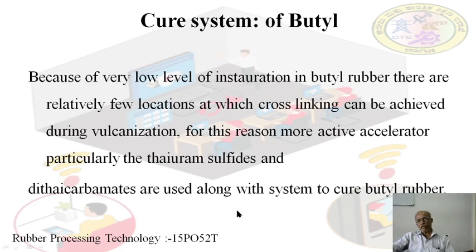So, cure system in butyl rubber. Because of the very low level of unsaturation in butyl rubber, there are relatively few locations at which cross-linking can be achieved during vulcanization. For this reason, more active accelerators, particularly thionyl sulfides and dithiocarbamates, are used along with sulfur to cure butyl rubber.